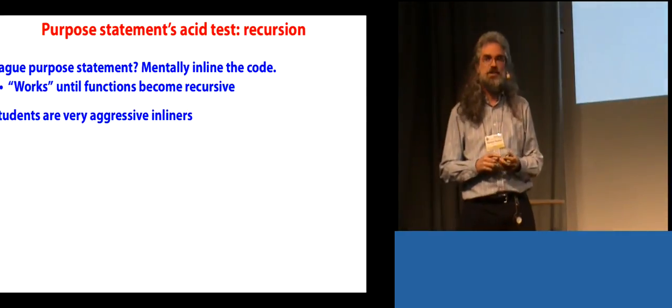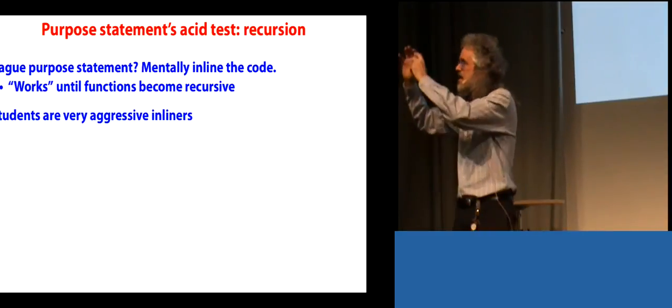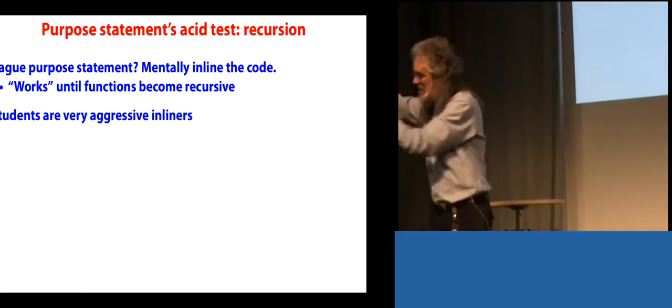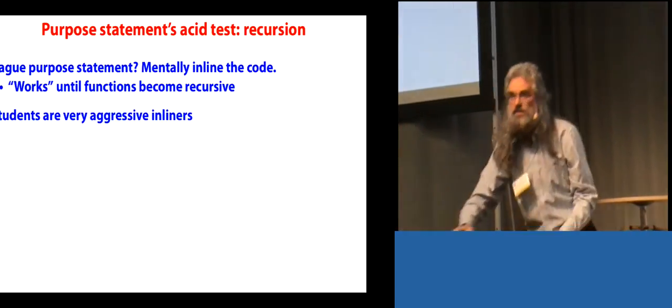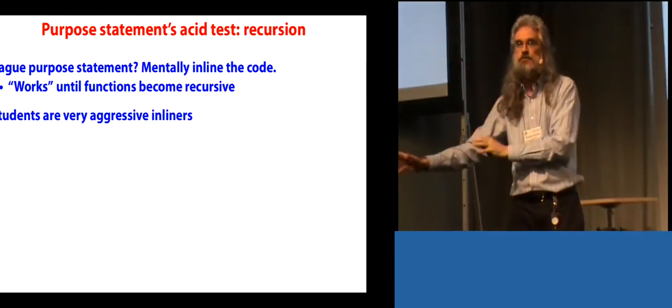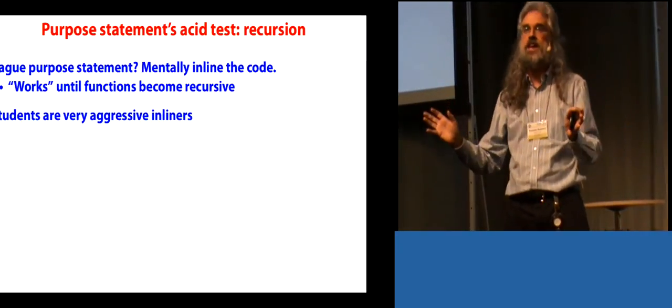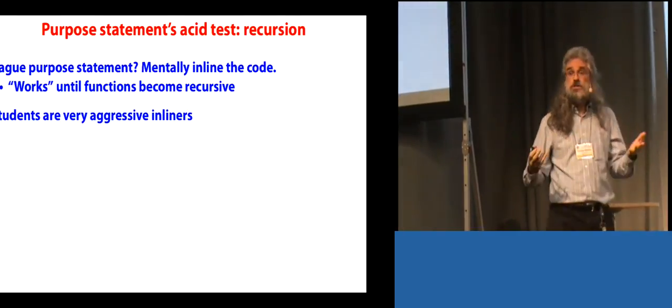And I don't know whether it's hysterical or depressing to see them in the lab talking to each other saying, okay, so we have the function, and then it calls itself and it does this, and then it calls itself and it does this, and then it calls itself. They're very aggressive, they're inlining mentally, and after 5 or 6 steps, they blow their mental stacks and they sort of look helpless and unhappy. So what's going on?